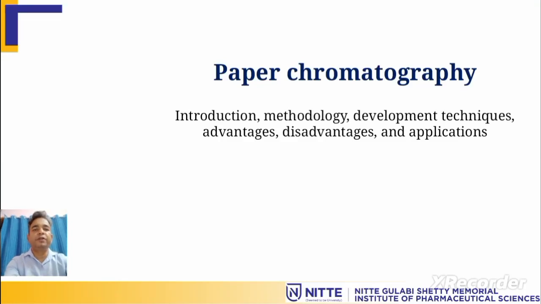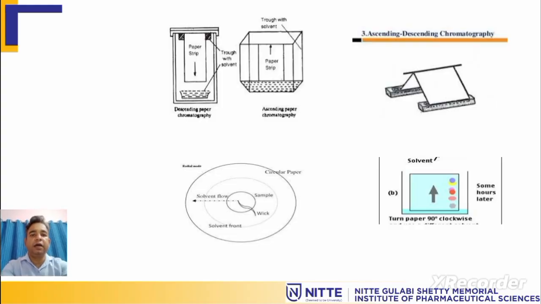Student, now we are going to see the second portion of paper chromatography. In this we will see the pictorial aspect of the different development. So let us see the different types of pictures that we discussed in the previous slide, the ascending development and descending development.